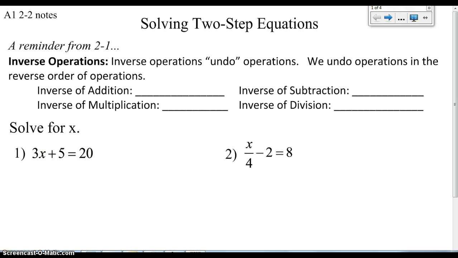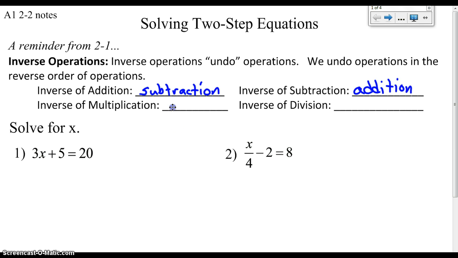First things first, a little review from 2.1. Inverse operations. An inverse operation is an operation that undoes something else. Now we talked about this already, but the inverse of addition is subtraction, where the inverse of subtraction is addition. The key being that those two operations undo each other.